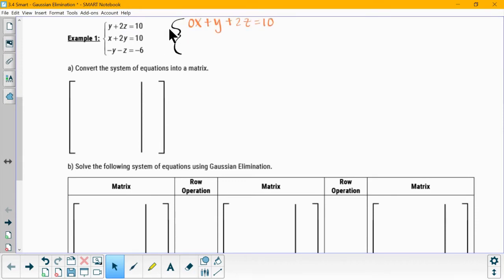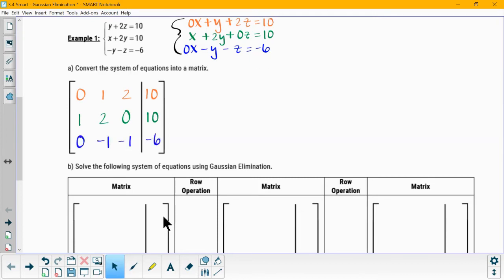So I'm going to put 0x plus y plus 2z equals 10. And then I have x plus 2y plus 0z equals 10. And then I have 0x minus y minus z equals negative 6. All I'm going to do is take the coefficients of these variables and the answers and plug them into my matrix. So 0, 1, 2, 10 is going to be my first row. 1, 2, 0, 10 is going to be my second row. 0, negative 1, negative 1, negative 6 is going to be my third row.